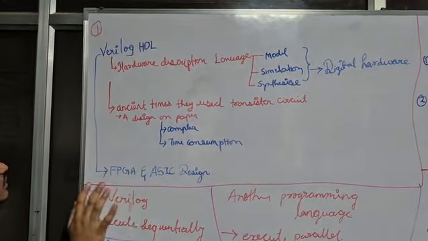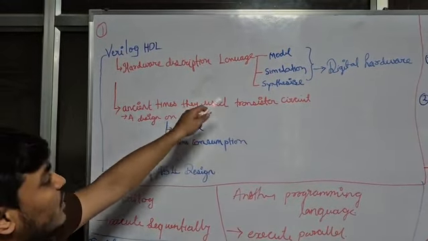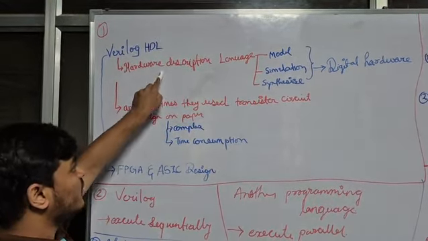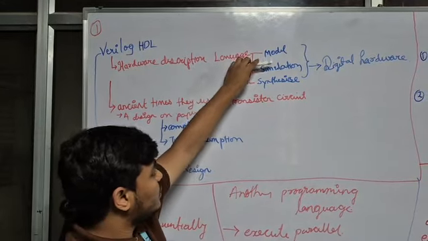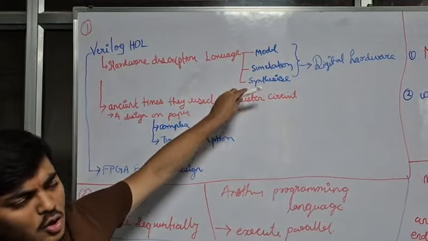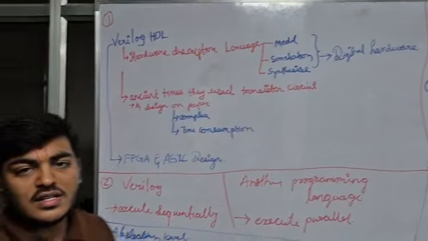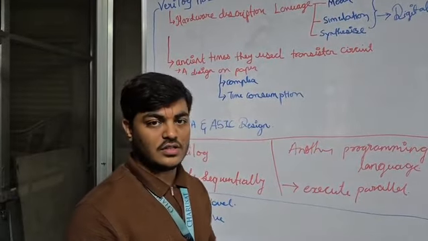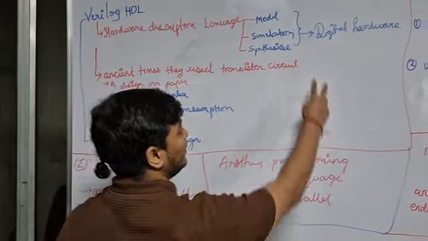Verilog is basically, we can say, a hardware description language. Hardware description language is used in modeling, simulation, and synthesis. In simple words, we can say that it is used to represent hardware as digital.